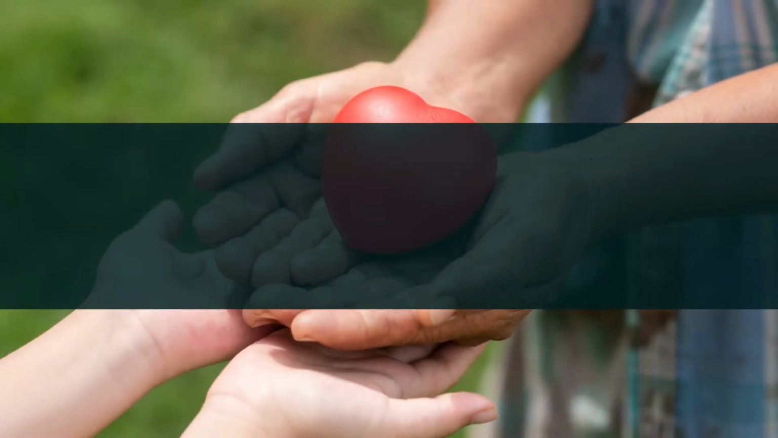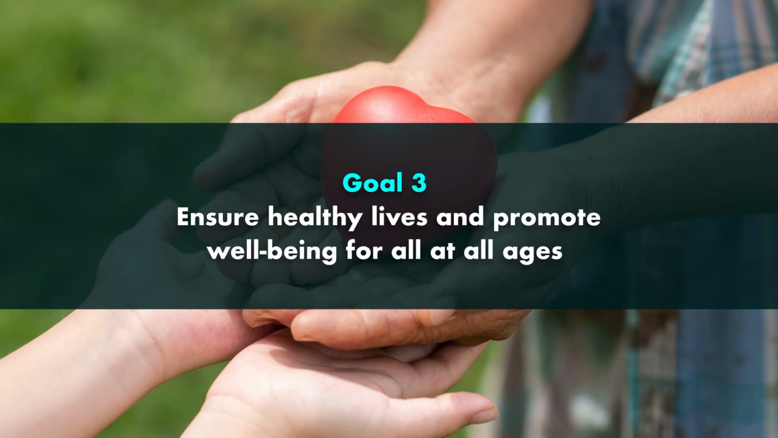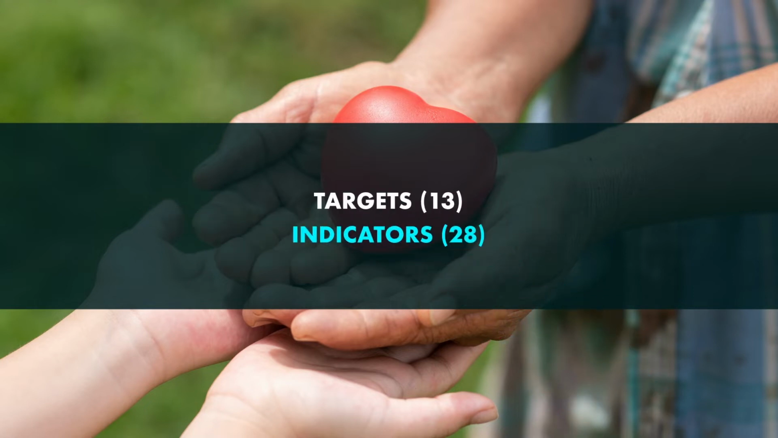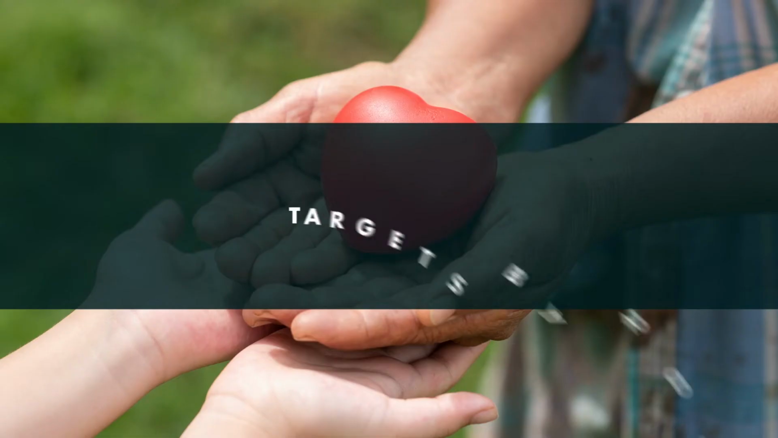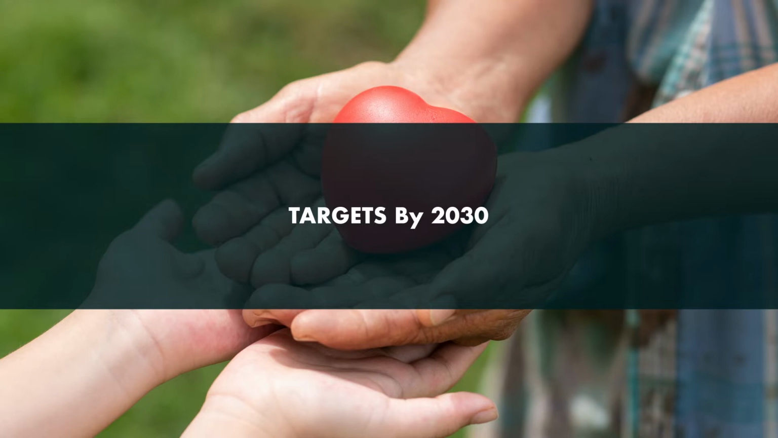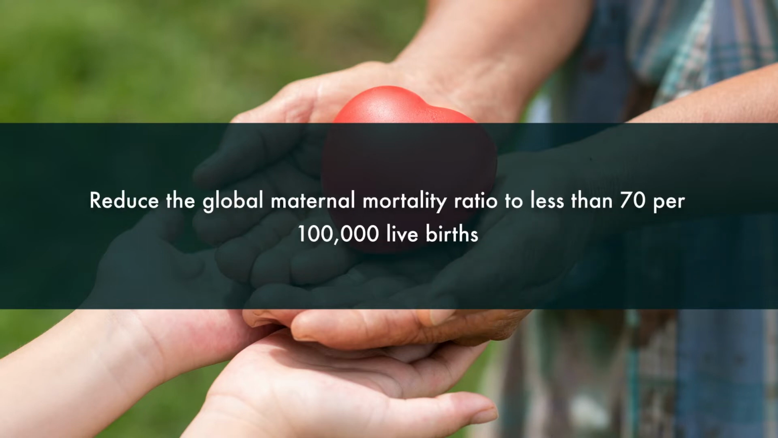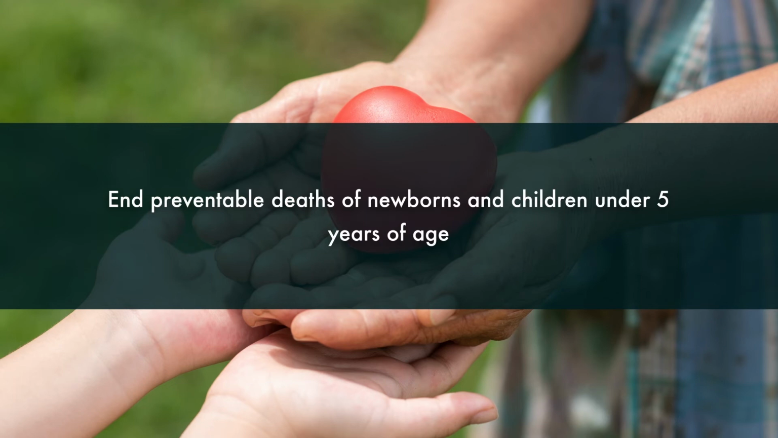Goal number 3, this is one of the important goals under SDGs. Ensure healthy lives and promote well-being for all at all ages, with 13 targets and 28 indicators. A few of the important targets: by 2030, reduce the global maternal mortality ratio to less than 70 per 100,000 live births, and end preventable deaths of newborns and children under 5 years of age.